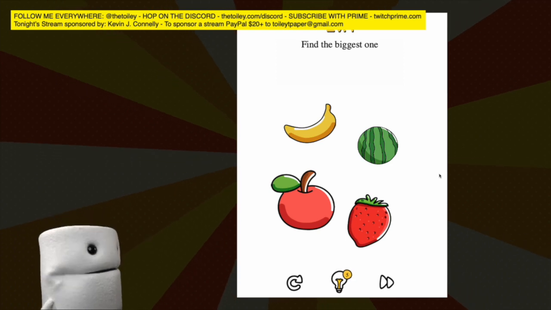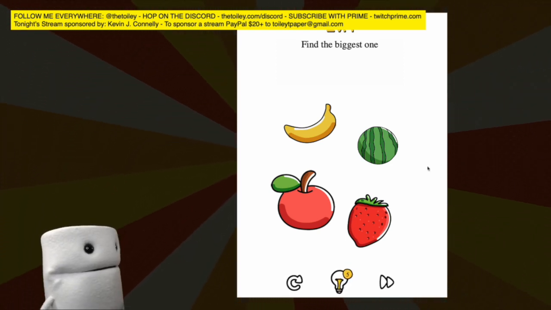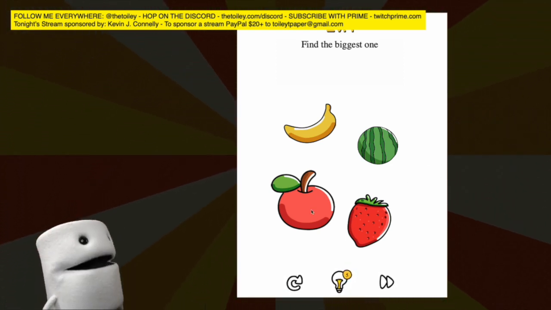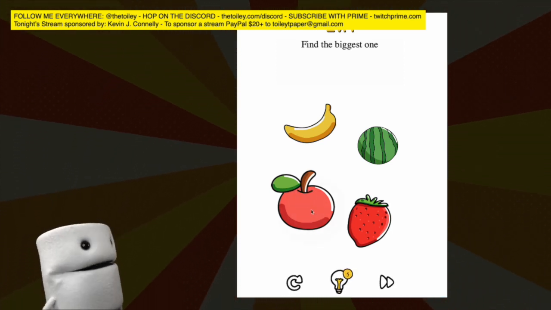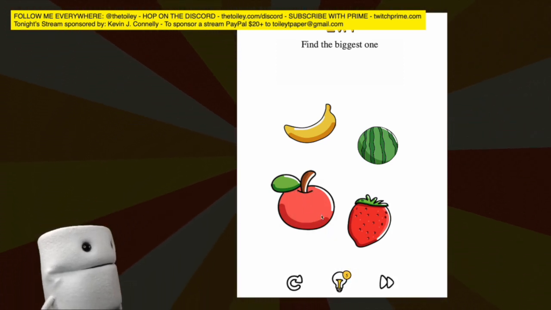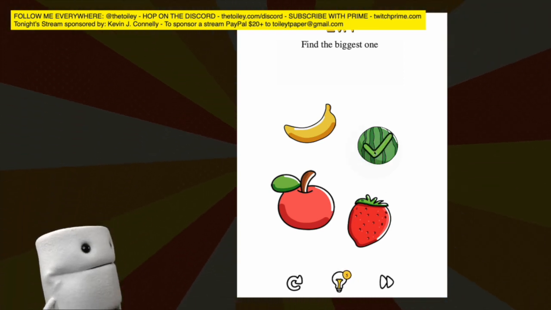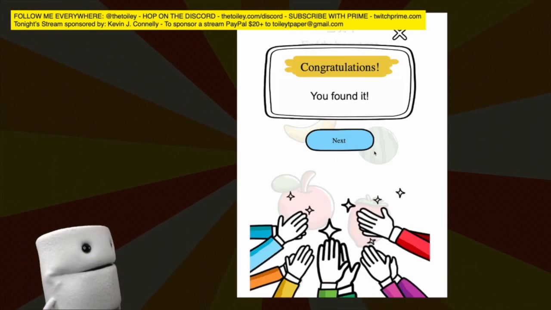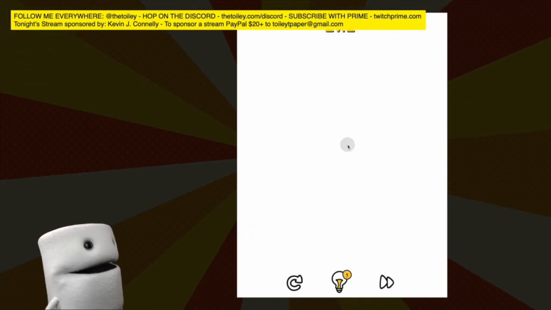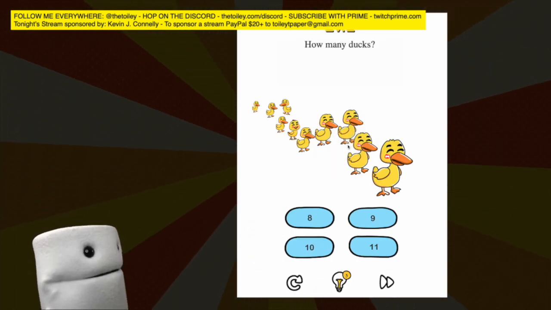Okay, now here's the thing. I'm going to click on the apple, but this is what's the deal with this game. When you click on the apple, that says it's wrong. So, as Kevin says, the watermelon, that one is the biggest one. Okay, so this is how this goes.